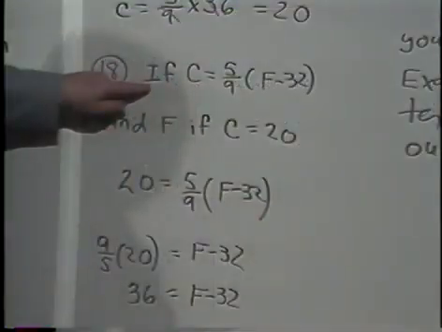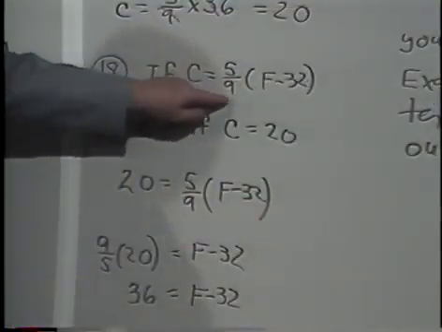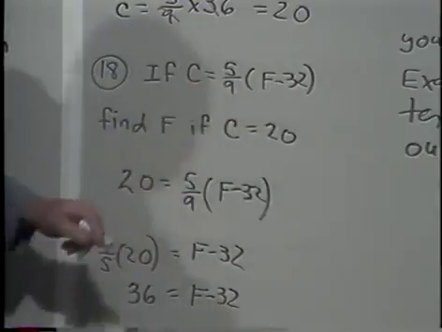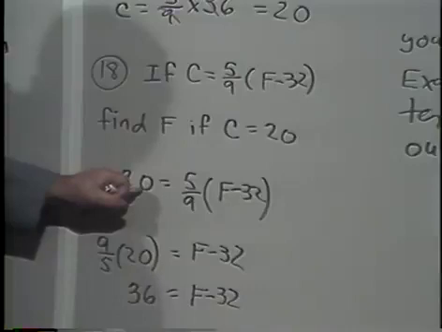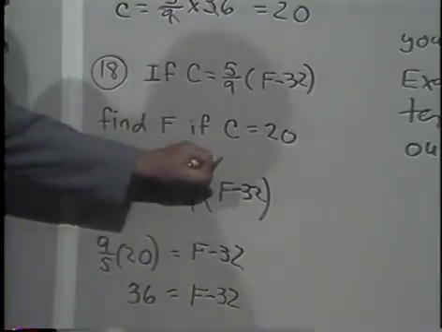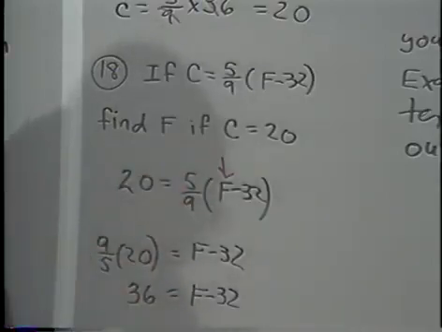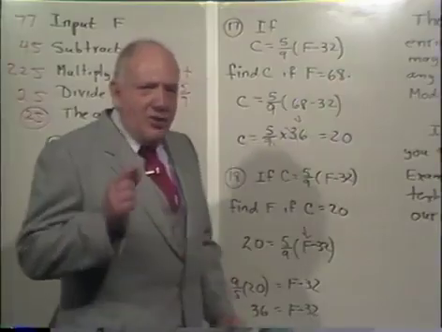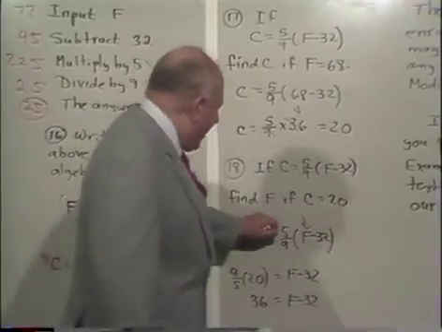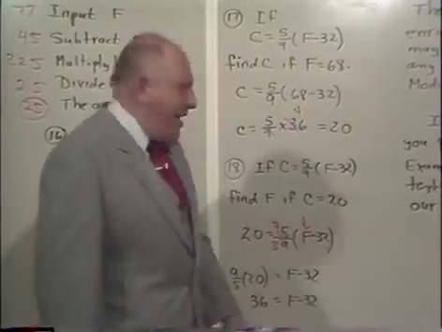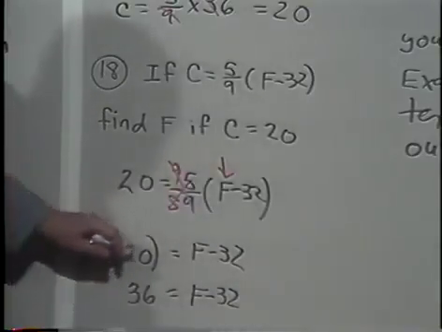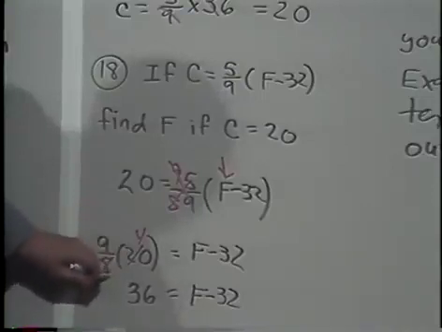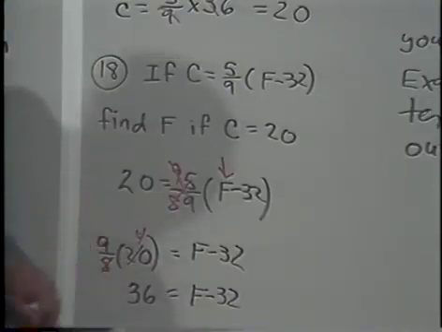See, the inverse of this problem is you start with the same formula. If C is 5/9 of F minus 32, find F when C is 20. In other words, now you're starting with C being 20, and you've got to figure out what F is. It's the same old stuff again. To get at F, which is inside the parentheses, you have to get rid of the 5/9. The 5/9 is multiplying the parentheses, so you have to divide by 5/9. But you should know by now that dividing by 5/9 is the same as multiplying by 9/5. And if you multiply by 9/5 on one side, you also have to multiply by 9/5 on the other. 9/5 of 20: 20 divided by 5 is 4, 4 times 9 is 36.